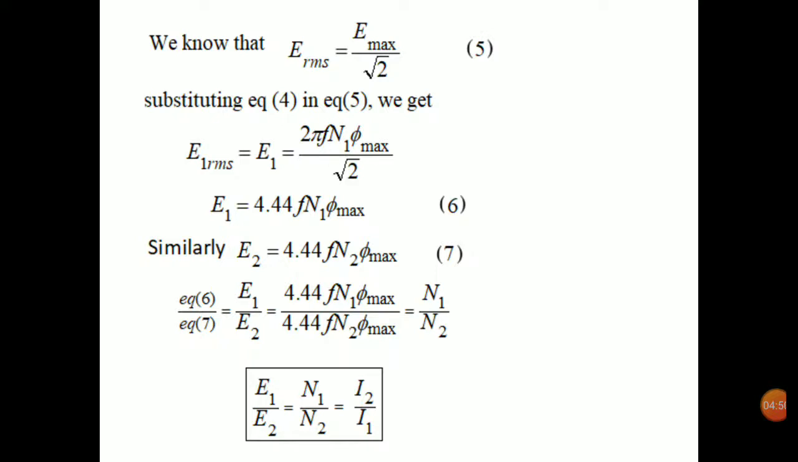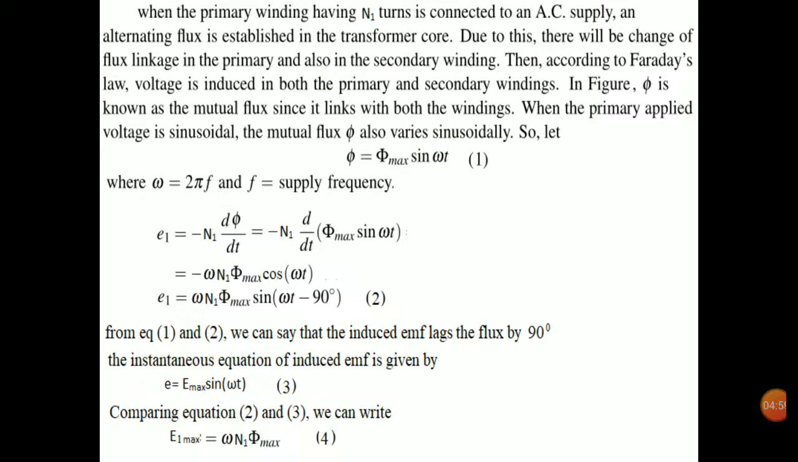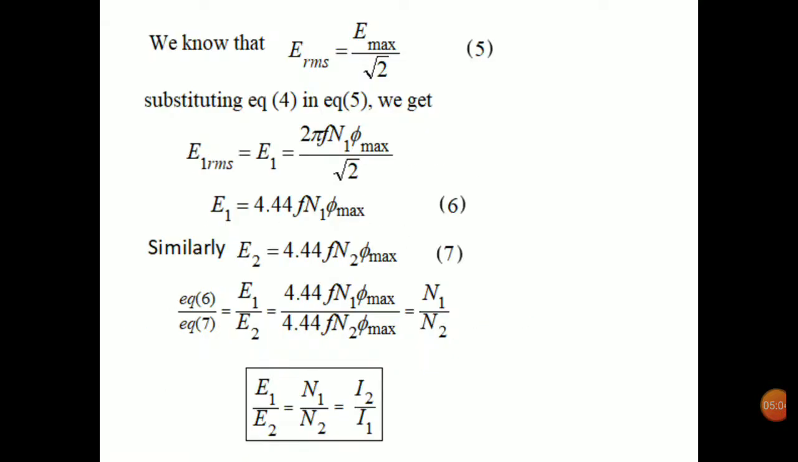So now let us consider E1 RMS. Directly we can write E1 RMS is equal to E1 max by root 2. Substitute the value of E1 max that we got from equation number 4 in this equation. Omega is equal to 2 pi f, so we get 2 pi f into N1 into phi max by root 2. Now simplify 2 pi by root 2; you can use your calculator and you will get 4.44. So E1 is equal to 4.44 f N1 phi max. This is the equation for induced EMF in the primary.